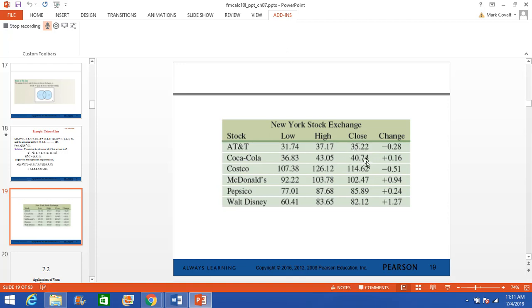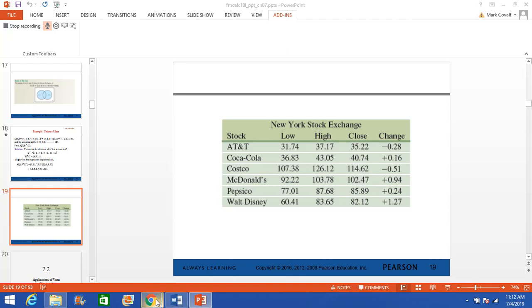Okay, so we've got these two and these three. So the only one that doesn't fit is Costco. So we've got these three, or has a low of less than $40, which would be these two. So if we pool all of these together, we get the same five: AT&T, Coca-Cola, McDonald's, PepsiCo, and Walt Disney. So the only one we don't get is Costco.